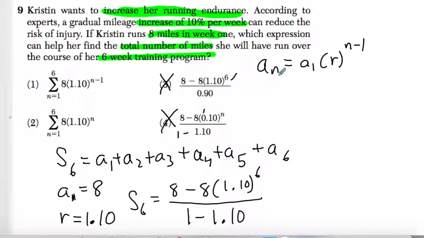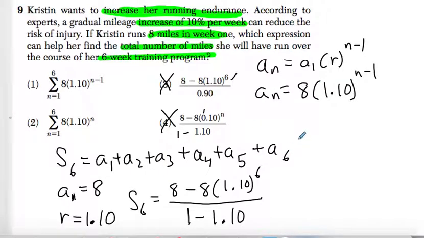So to get the second term, I would do a1 times, which is 8. So for any term, it's 8 for a1, 1.10 for the ratio. So to get a2, I would substitute 2 for n. To get a3, I would substitute 3 for n. For a1, I would substitute 1 for n. It would end up being 8, and so on, right?